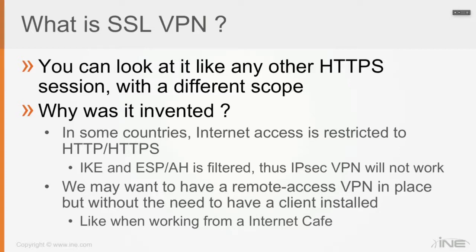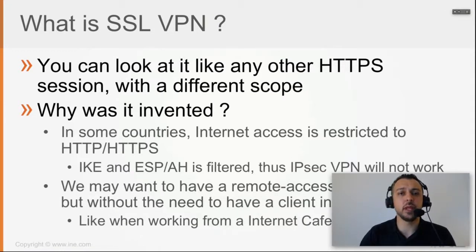Also, IPsec VPNs require a VPN client to be installed on the remote access client. We may want to allow users to fire up a secure VPN tunnel without a VPN client installed, for example when working from an internet cafe. As you're going to see, SSL VPNs allow you to fire up a VPN tunnel and send traffic securely back to your company's network without needing a client installed. It's called clientless SSL VPN.